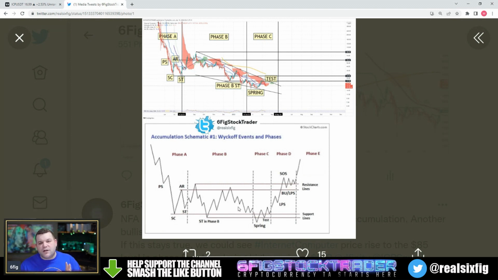So we're not going to get into any super high technical detail on what I think is happening, but just from my own observations, this appears to be filling out some sort of Wyckoff pattern. So I think that right now we are somewhere in phase C as far as ICP is concerned.